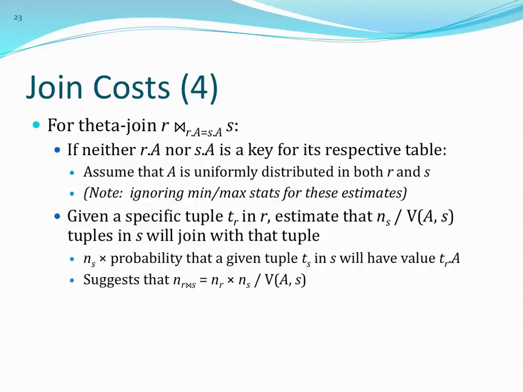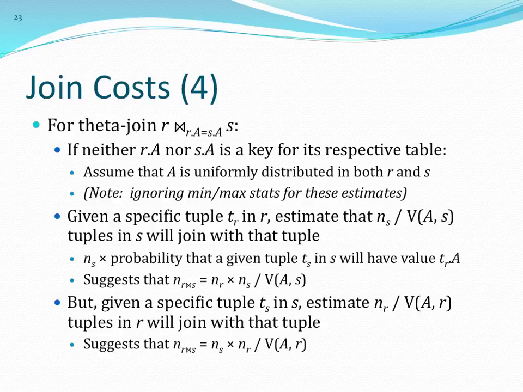Let's see. So this is the suggested estimate. If we look at this from R's perspective, the theta join of R and S is going to produce the number of rows in R times, so we've already estimated the number of rows that a single tuple would join with, so we just multiply that by the number of rows in R. That's NR times NS divided by the number of distinct values of A in S.